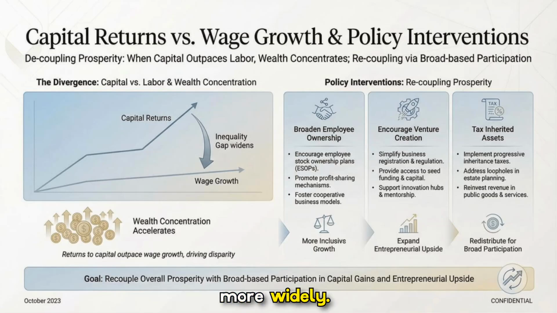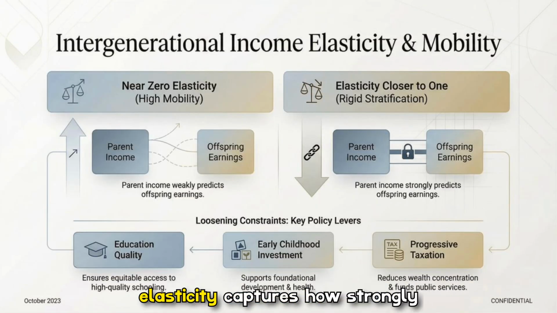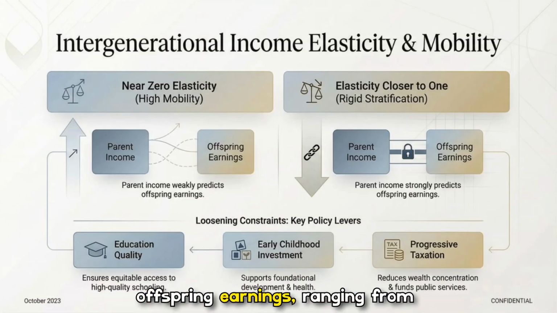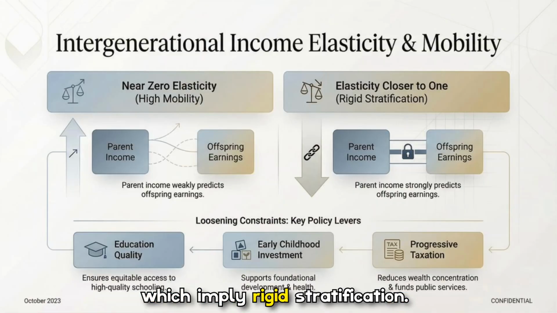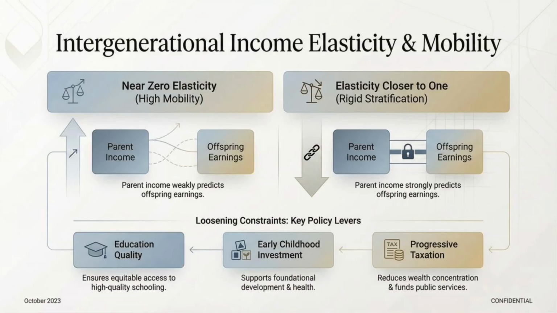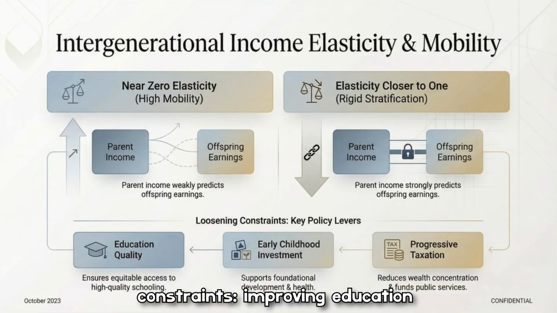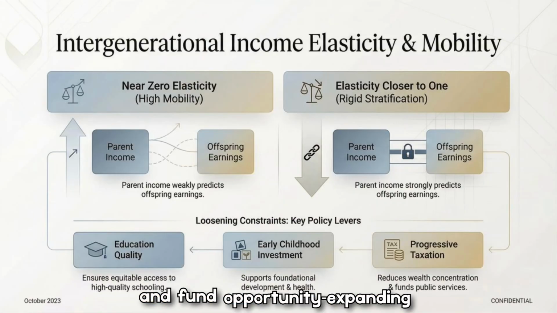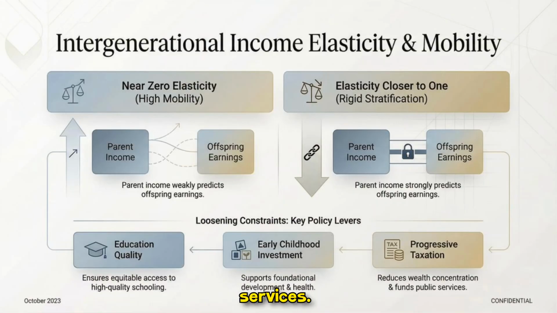Intergenerational income elasticity captures how strongly parent income predicts offspring earnings, ranging from near zero, which implies high mobility, to values near one, which imply rigid stratification. The slide highlights three policy levers that loosen these constraints: improving education quality, investing early in childhood development and health, and progressive taxation to reduce concentrated wealth and fund opportunity-expanding services.